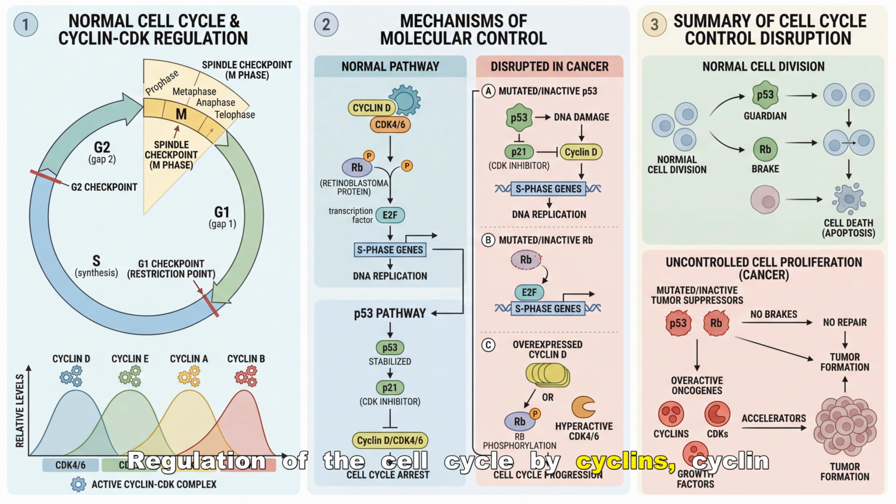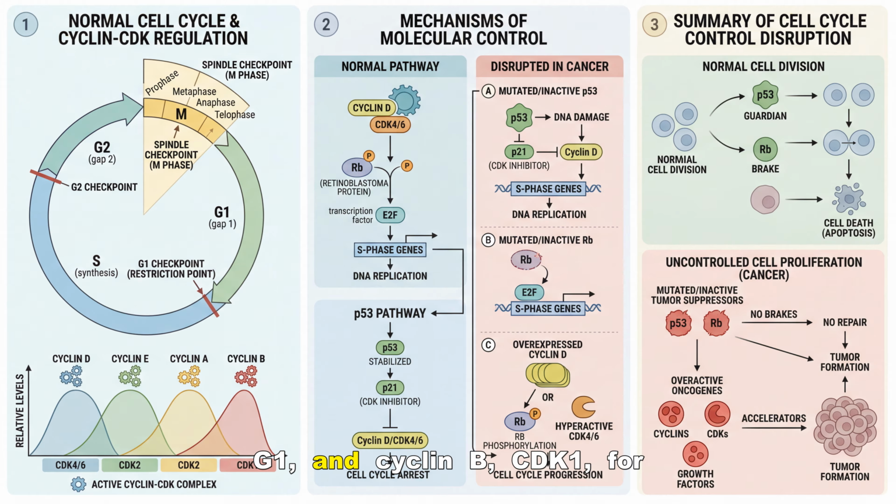Different cyclin CDK complexes act at different checkpoints, such as cyclin D, CDK4, 6 for G1, and cyclin B, CDK1, for entry into mitosis. A useful mnemonic is cyclins cycle, CDKs drive. Tumor suppressor proteins like p53 and Rb act as brakes on the cell cycle. For example, p53 can induce cell cycle arrest or apoptosis in response to DNA damage, while Rb regulates the G1/S transition by controlling transcription factors.